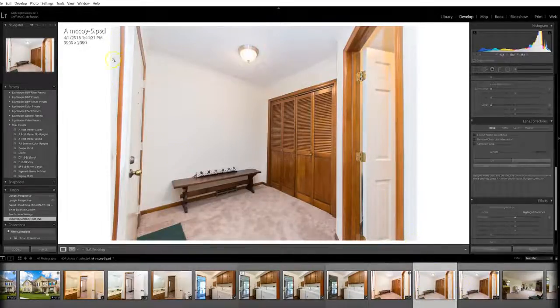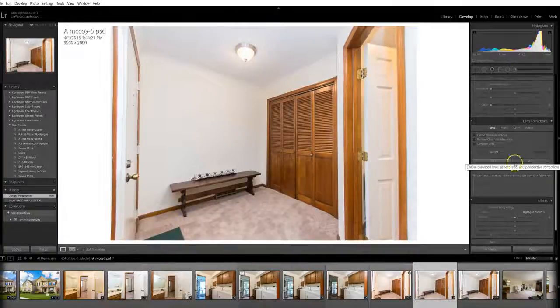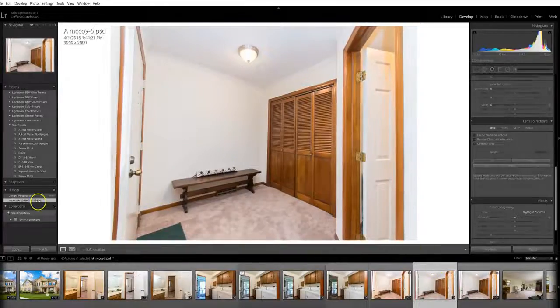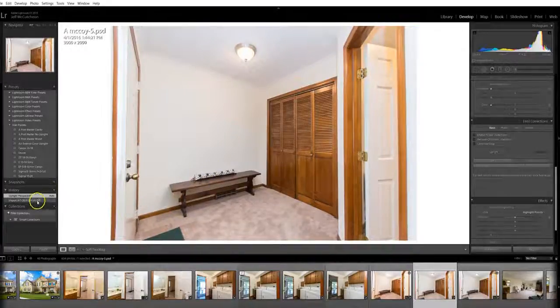So next, we have to get these verticals straight. And we do that with what's called upright mode. And that's right here. It's under lens corrections, and it's just auto there. And that automatically straightens the verticals. Now, the thing we need to remember about this is in order to straighten those verticals, it looks like it twisted the image 5 degrees to the left.